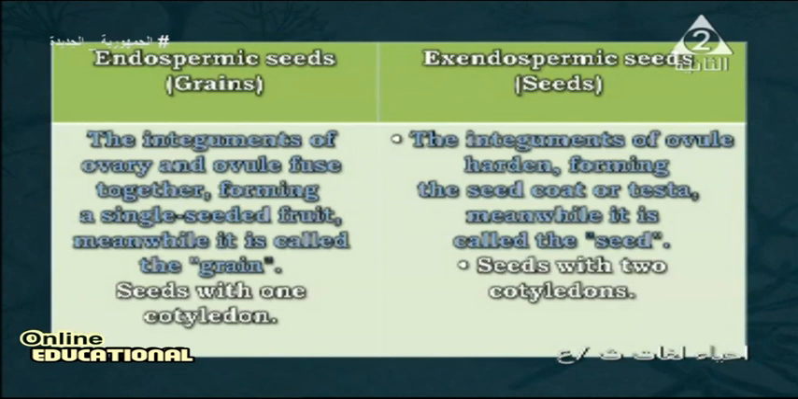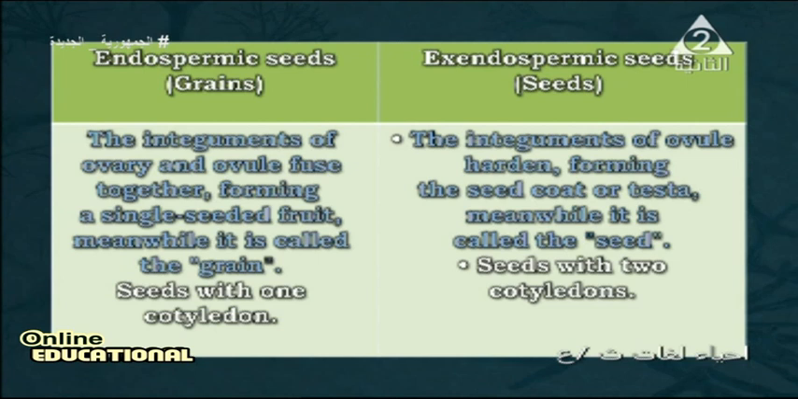In endospermic seeds or grains, the integument of the ovary and ovule fuse together, forming a single seeded fruit. Meanwhile, it is called the grain, seeds with one cotyledon. This is the grain, like the corn grain.